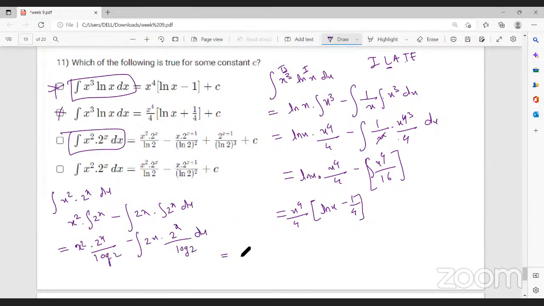So I will simplify this: x square into 2 to the power x upon log 2 minus, which one is constant? Log 2 is constant here. 2 upon log 2 is constant, right? Yes, sir. 2 upon log 2 is constant. Integral of x into 2 to the power x dx. Now again, we have to apply integration by parts here, right?